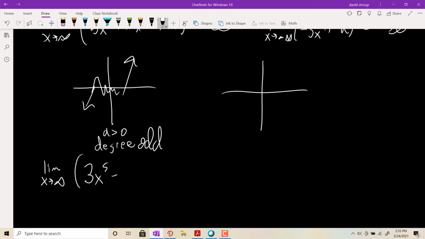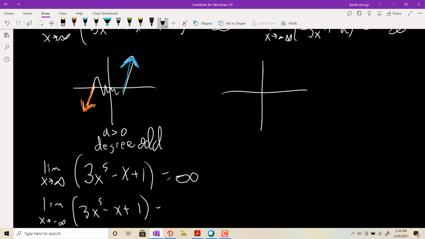Limit as x goes to infinity of something like 3x to the fifth minus x plus 1. That's just going to be positive infinity, right? It's based on this part of the picture, this blue part. If you have then going to negative infinity, then you're looking at this other part. It's going to go to negative infinity, right? So the limit as x goes to negative infinity of 3x to the fifth minus x plus 1 will be negative infinity. And then you could play the same game over here.